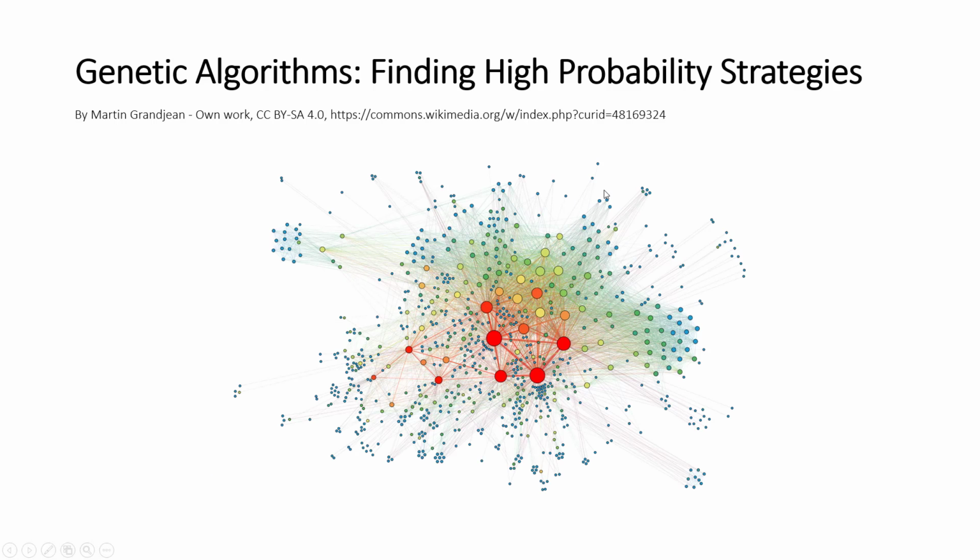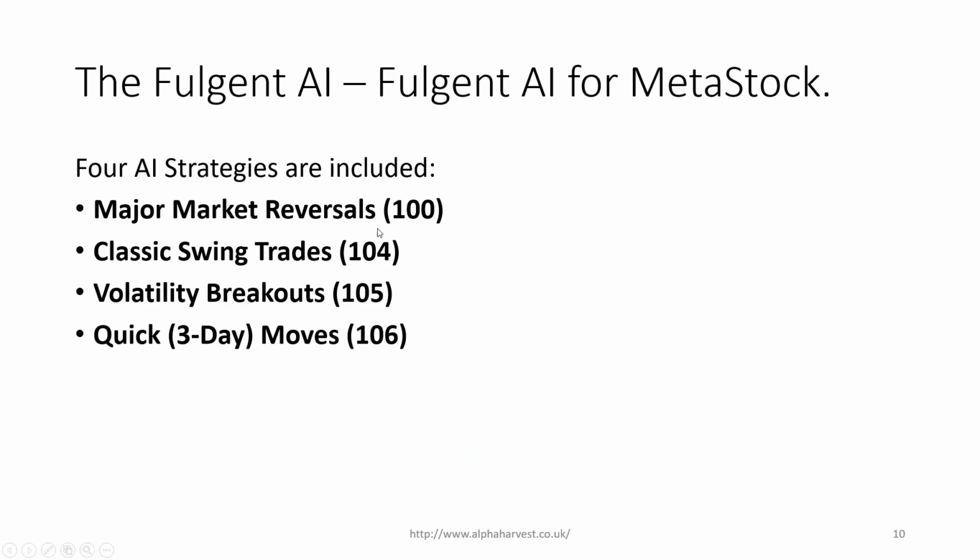So where my three strategies work very well, I have now found multiple other strategies which you would not have found normally without using artificial intelligence. The AI has identified a couple of key high probability strategies, 65 to 70% plus in accuracy, and that's how we get to these major market reversals, classic swing trades, volatility breakouts, and quick 3-day moves.